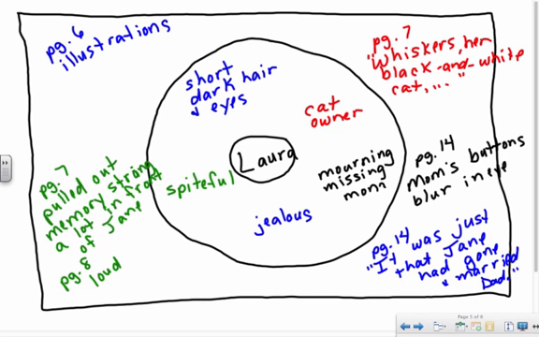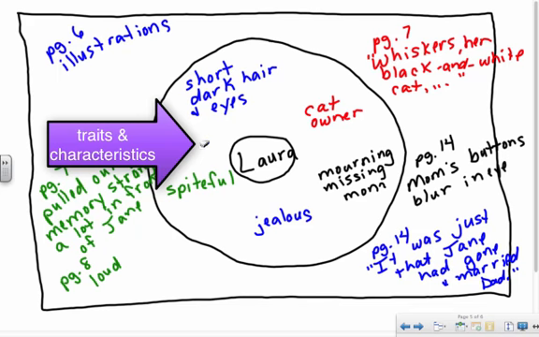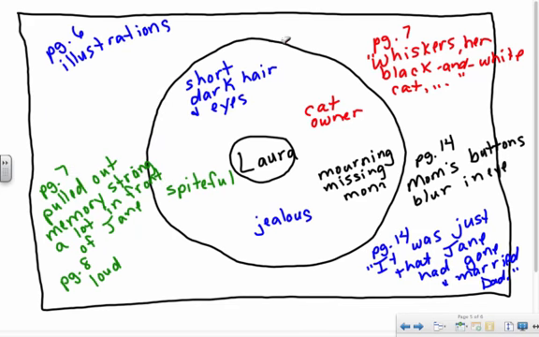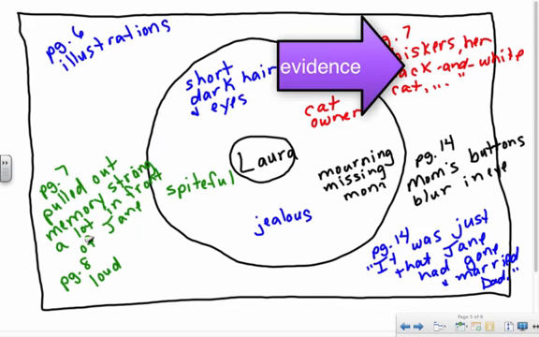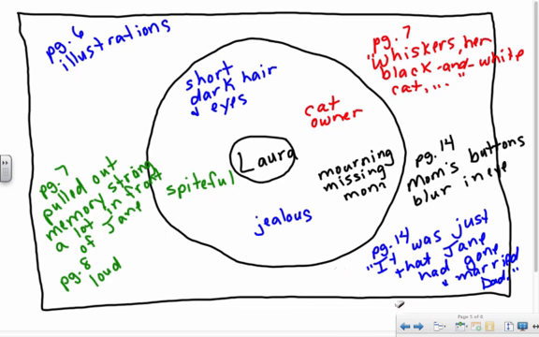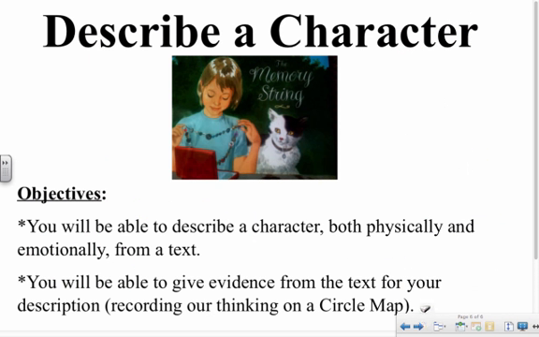So here is the beginnings of a circle map. As I would continue reading and finding and inferring descriptions about Laura, I would continue recording those descriptions or those traits here in this outer circle. And then the evidence, the clues, the support, the proof for those traits go out here in this frame of reference. So one way that we can describe characters and record those thoughts is in the form of the circle map.